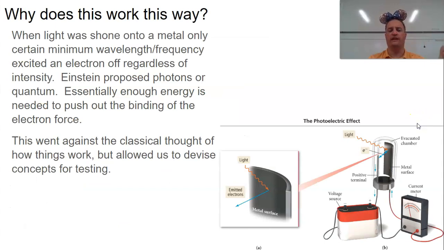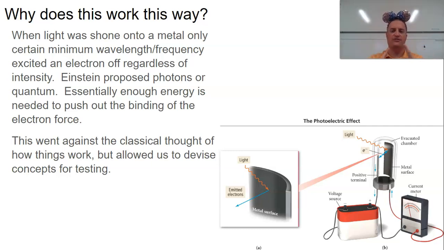So photoelectric effect, I mentioned it. Why does it occur this way? So light was shone onto a metal. Only a certain wavelength or frequency excited the electron off, regardless of intensity. So you might say, what are these terms, intensity? So intensity is the idea of how many waves you have hitting something. So if I have one wave hitting the metal, low intensity, five waves hitting the metal, higher intensity. But that just means the number of those, right?